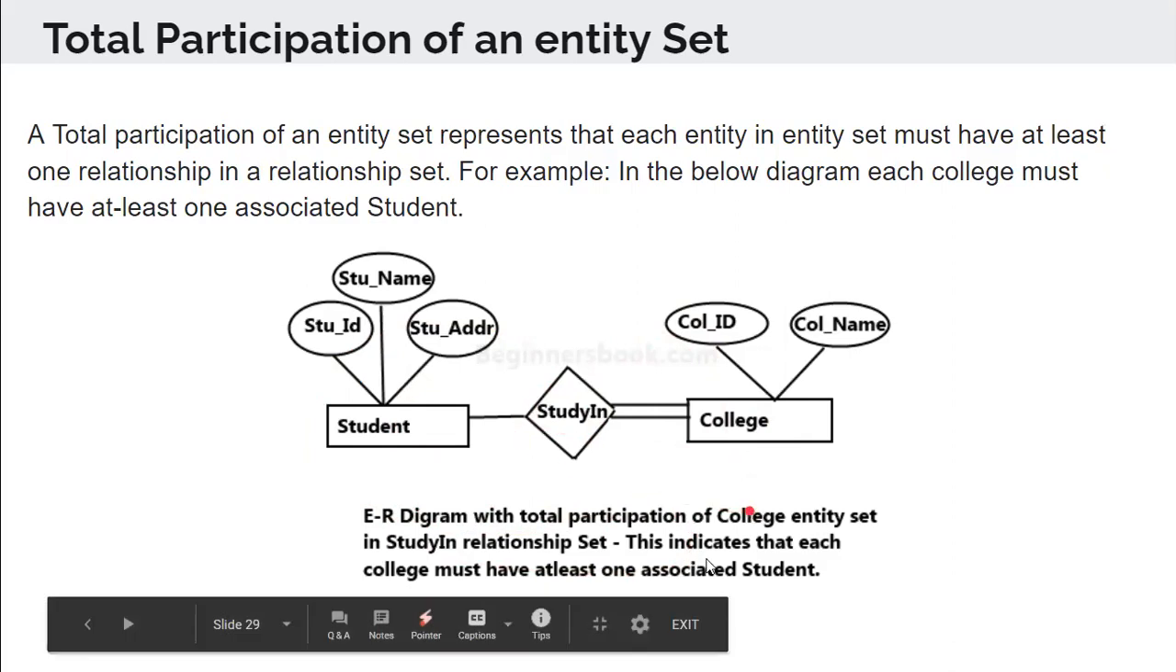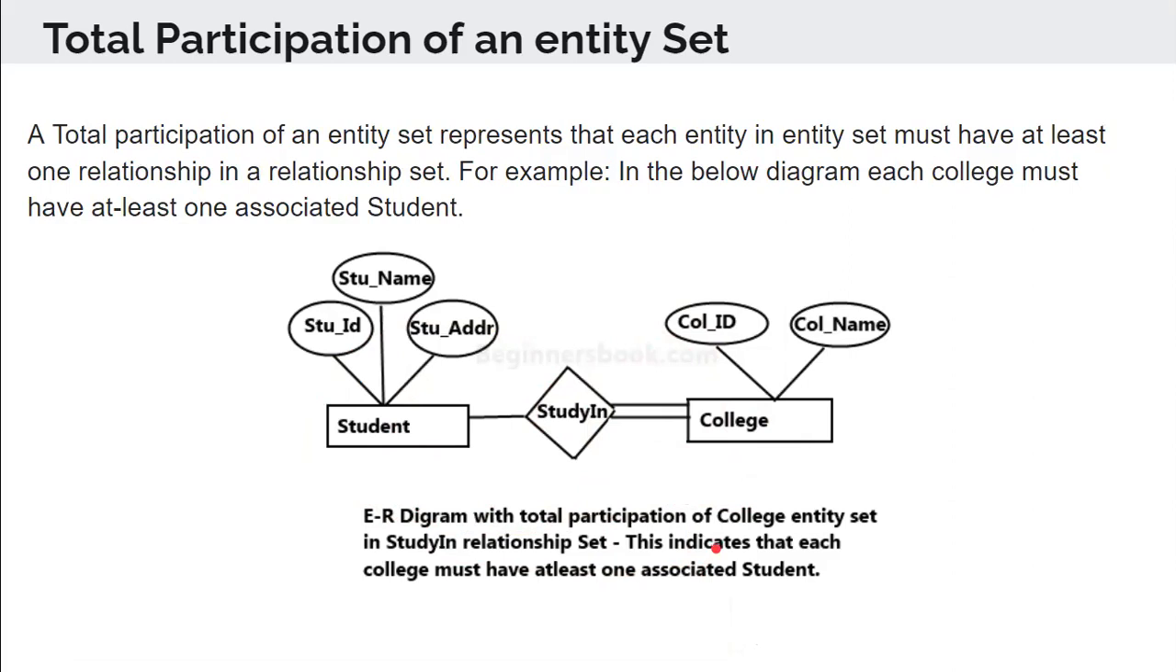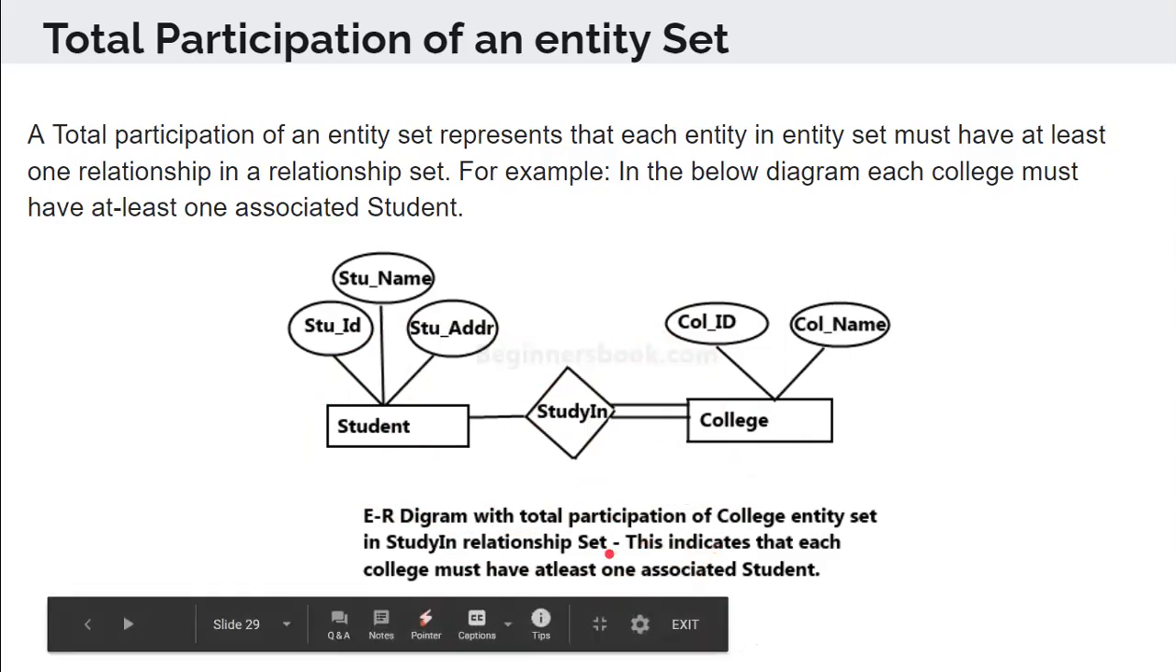So any doubt in this lecture? Today we have discussed the basics of ER diagrams and the drawing of these diagrams. If you have any query, then you can ask your queries now.